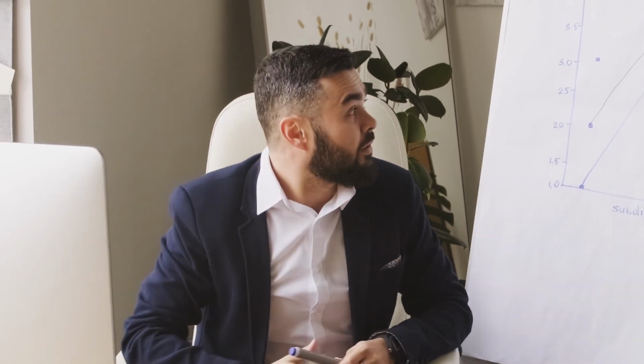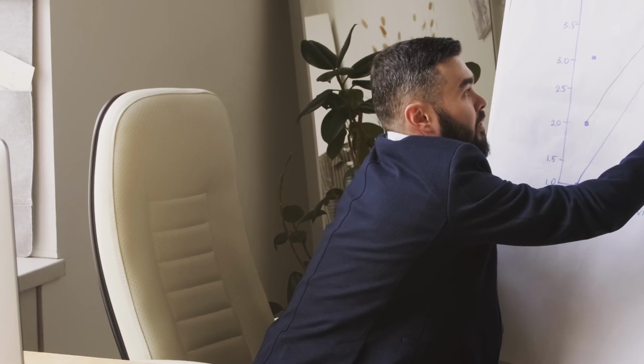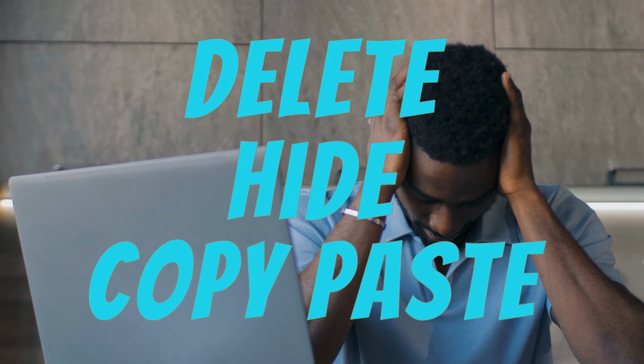In my last video, I showed you how filter selects the rows you need. But what about the columns? Most people still delete, hide, or copy paste. Today, I'll show you the clean, dynamic way. CHOOSECOLS answers one simple question: which columns do I want to see? It doesn't filter rows, it controls the structure of your output.